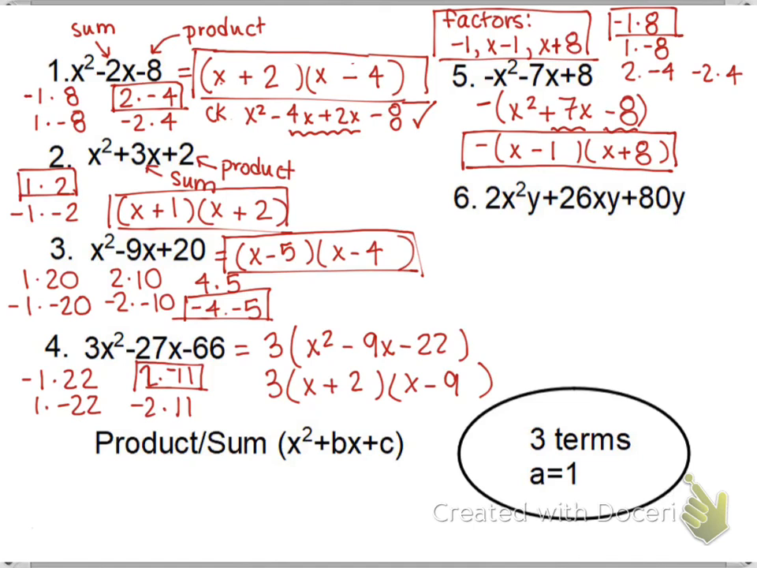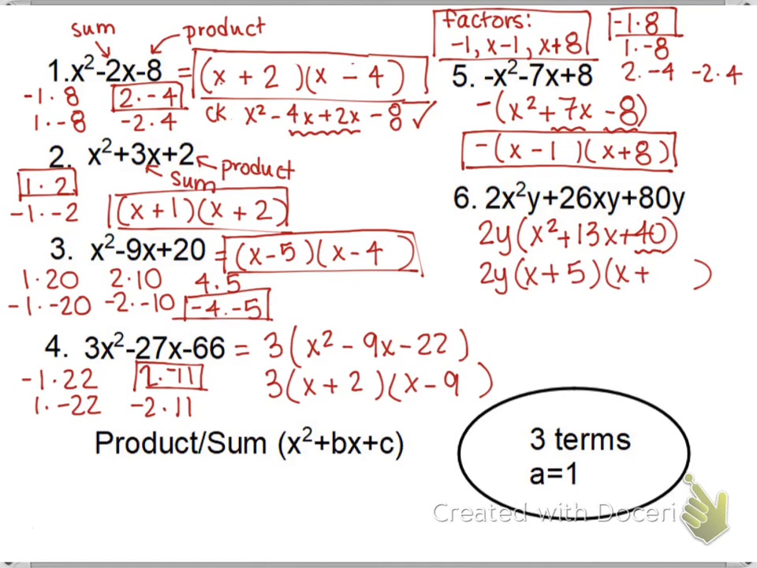Okay, number 6. First thing we look for is a greatest common factor. These terms all have a 2 in common, and they have a y in common. So let's divide out a 2y. We're left with x squared plus 13x plus 40. So our product is 40. Let's do this mentally now. Let's think about numbers that multiply to 40 and add to 13. Positive 5 and positive 8. It doesn't matter which order you write those in the parentheses, but like for the previous example, the negative has to go with the 1 and the positive has to go with the 8. But it doesn't matter which parentheses they go in, the first one or the second one.